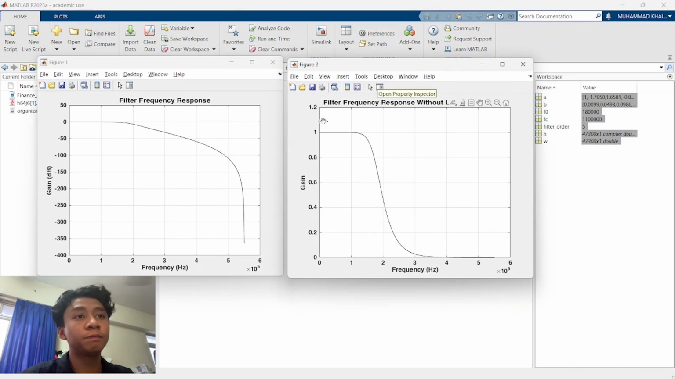For figure 2, we can see the filter frequency response without log scale. The start point is 1.1 kilohertz. The gain degrades from one until zero at 4 kilohertz.